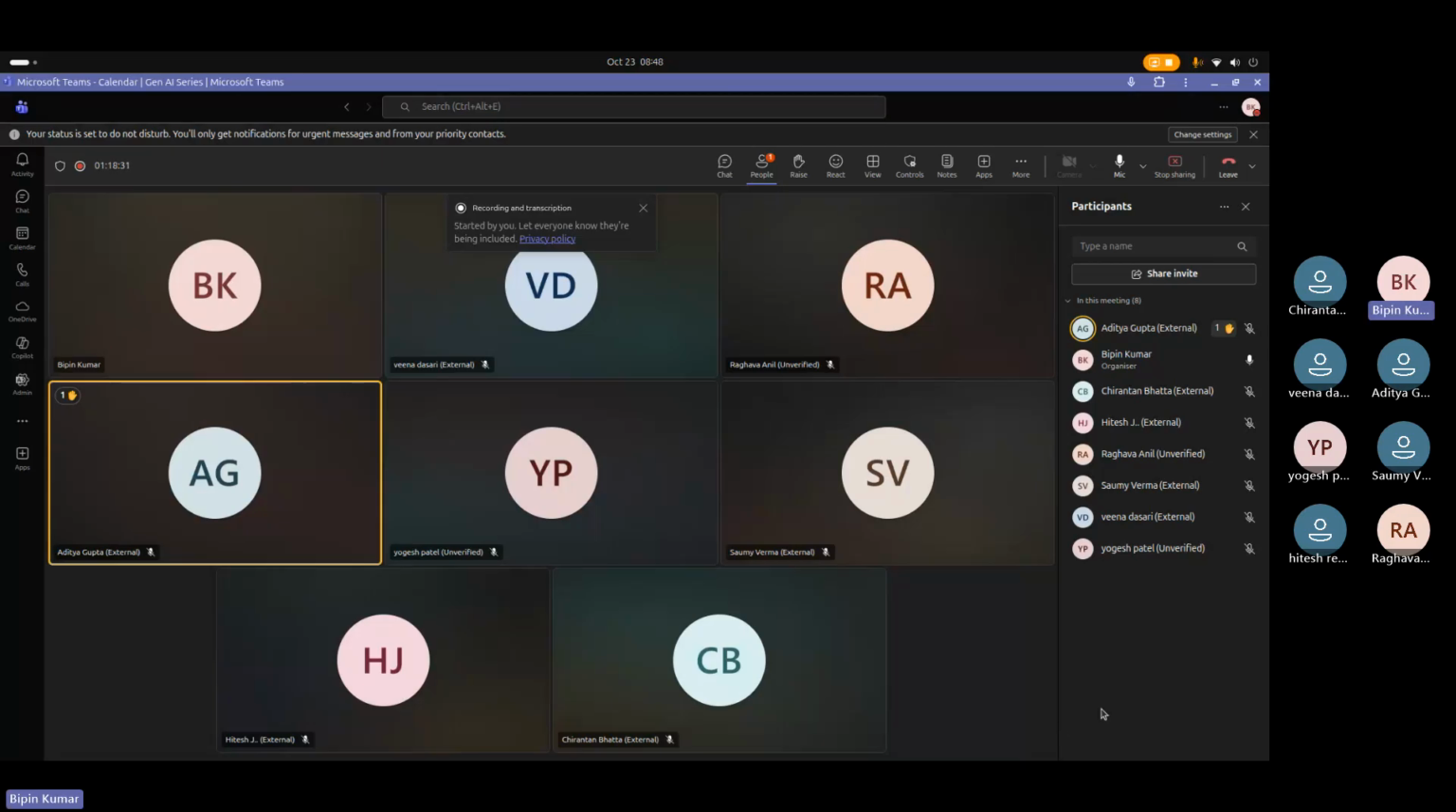Yeah, so thanks. Adit, you are asking something? Yes, sir. If we choose a document which has pictures and figures, will it be difficult to do? I mean, can we do that?